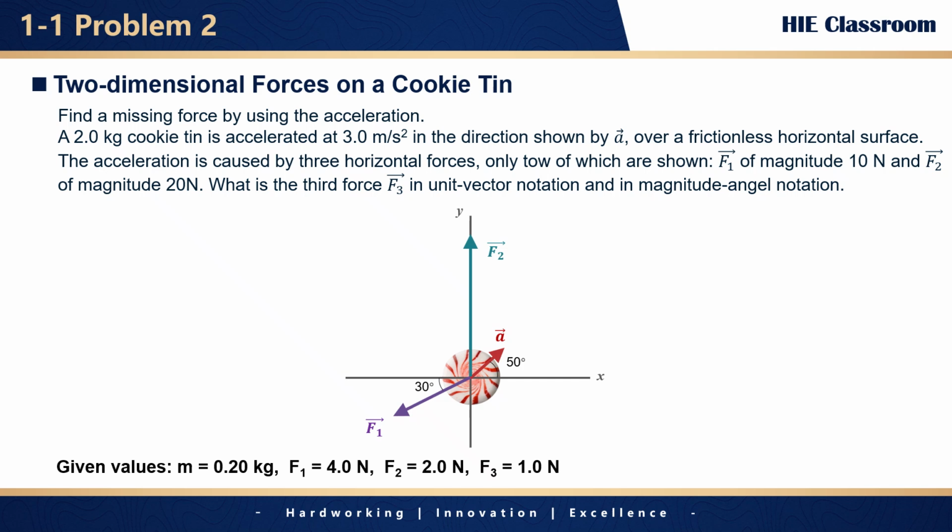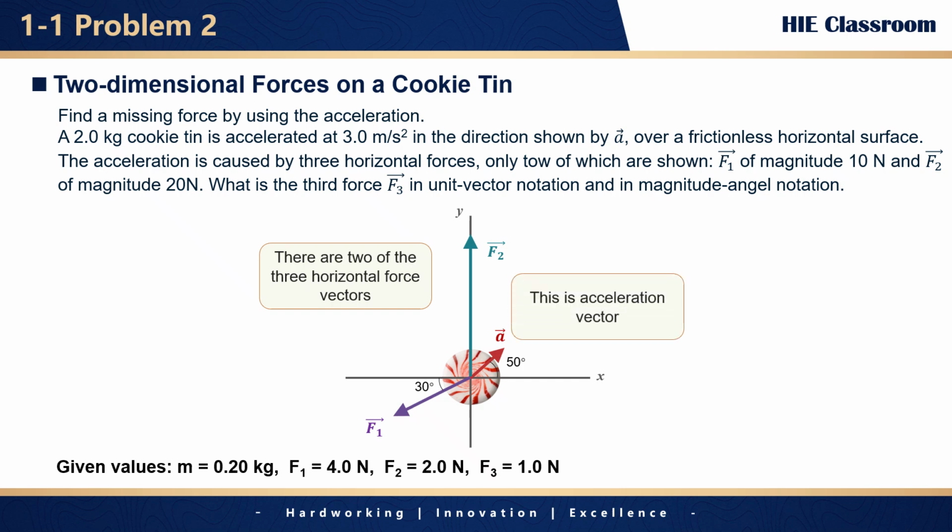A 2 kilogram cookie tin is accelerating at 3 meters per second squared in the direction shown by the acceleration vector here, over a frictionless horizontal surface. The motion is caused by 3 horizontal forces, but only 2 are shown here: F1 with a magnitude of 10 Newtons and F2 with a magnitude of 20 Newtons. Given the acceleration vector, what's the third force, in both unit vector notation and magnitude-angle notation?